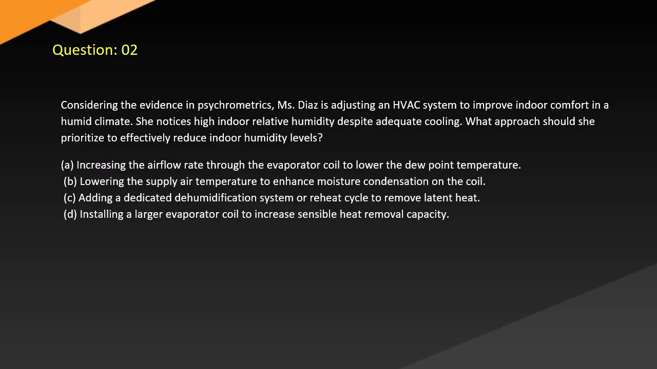A. Increasing the airflow rate through the evaporator coil to lower the dew point temperature. B. Lowering the supply air temperature to enhance moisture condensation on the coil. C. Adding a dedicated dehumidification system or reheat cycle to remove latent heat. D. Installing a larger evaporator coil to increase sensible heat removal capacity.